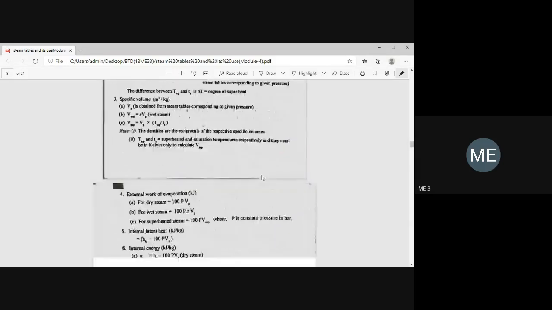Now I'll solve. These are the problems, how they'll ask in the exam. So concentrate on the problems. Okay. You see the first problem, the first simple problem. Determine the dryness fraction of steam if 2 kg of water is in suspension with 80 kg of dry steam. So this is the first problem. We have to find out the dryness fraction of the steam.